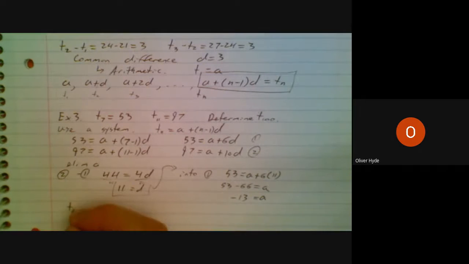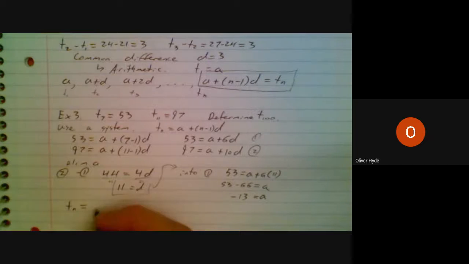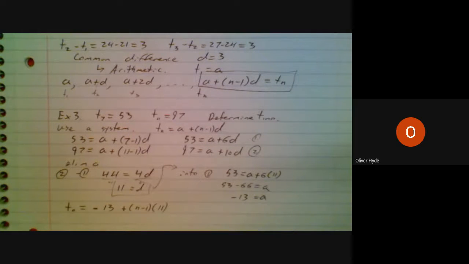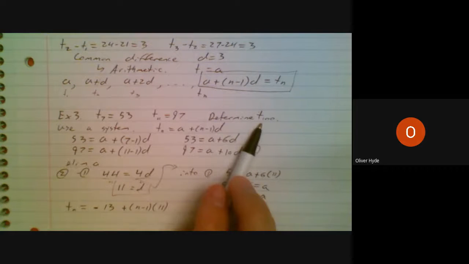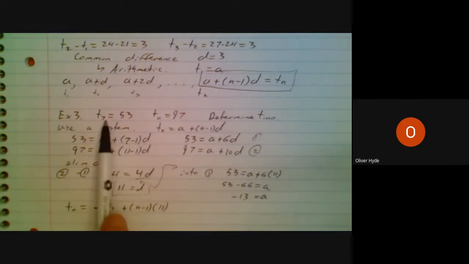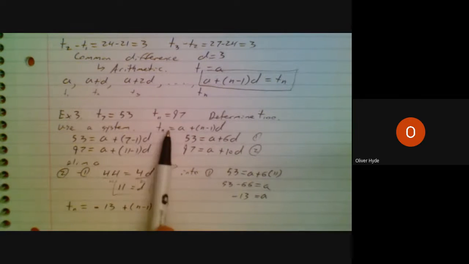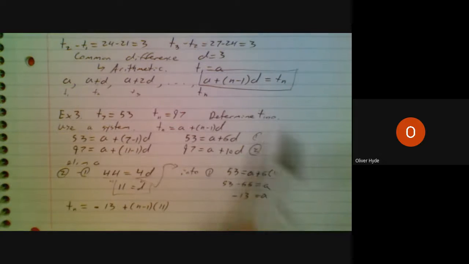So now that I have what I need, I can build a general term: the nth term of this sequence is given by negative 13 plus n minus 1 times 11. I can substitute in the number 100. And I don't need to write out the terms. I've seen grade 11 students solve a problem like this by just listing the numbers all the way up to 100. This is what I mean by efficient solutions.